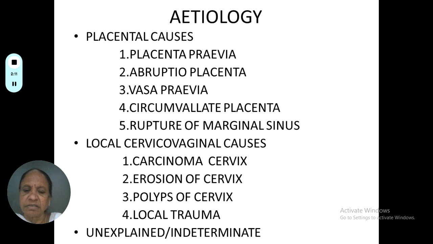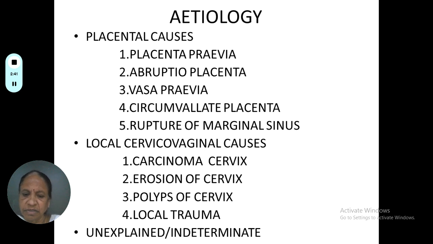Circumvallate placenta is also an abnormal placenta, and that may cause antepartum hemorrhage. Rupture of the marginal sinuses. Sometimes in the lower uterine segment, the sinuses may rupture and cause bleeding in the third trimester. These are the different placental causes of antepartum hemorrhage.